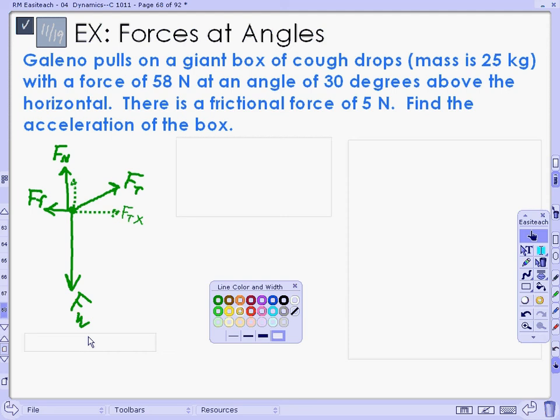There's a frictional force to the left. Did the problem say to the left? No, it did not. But you can infer that it's to the left because it's opposite the motion. There's a normal force upward. The first thing you notice is that the normal force I've drawn is not equal to the weight. So as you're drawing that, do not make it equal to the weight.